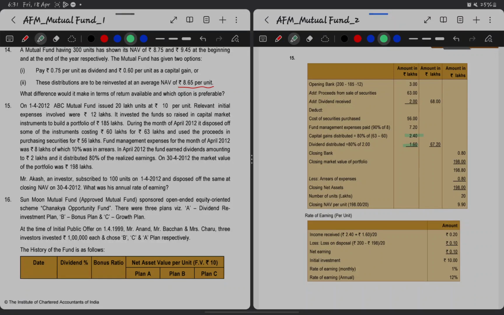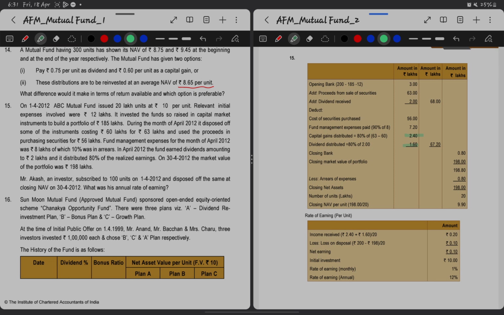Hi CA students, let's revise CA Final AFM Chapter 8 Mutual Funds Practical Question 15. On 1/4/2012, ABC Mutual Fund issued 20 lakhs units at 10 per unit. Relevant initial expenses involved were 12 lakhs. It invested the funds so raised in capital market instruments to build a portfolio of 185 lakhs.